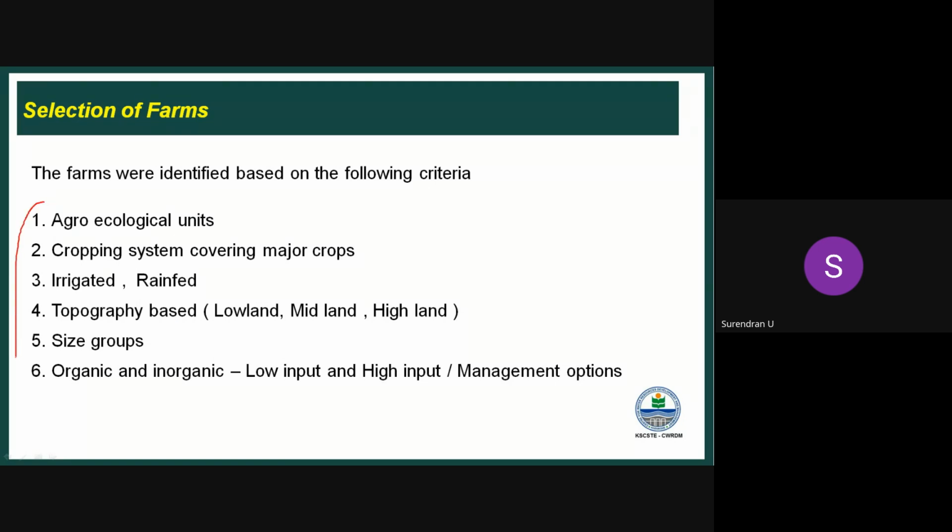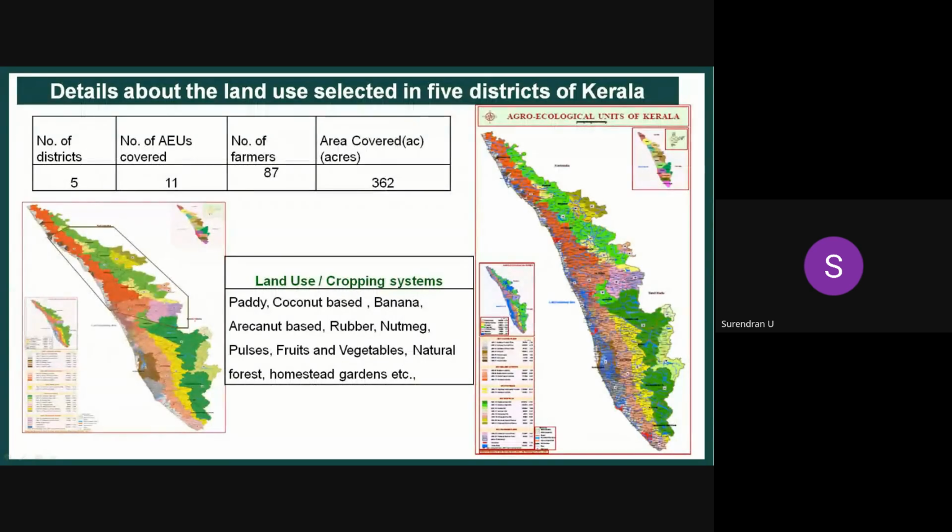Farms were selected based on 6 criteria: agroecological units, AEU, then cropping system, irrigated as well as rainfed, and topography, because Kerala, as many of you know, is divided into 3 zones: lowland, midland, and highland, that is, less than 7.5 meters, 7.5 to 75, and above 75 meters elevation. Then size groups: marginal, small, medium, and large. The 6th one is organic and inorganic, wherever that option is available. Because Kerala is now focusing on organic, we got a lot of plots.